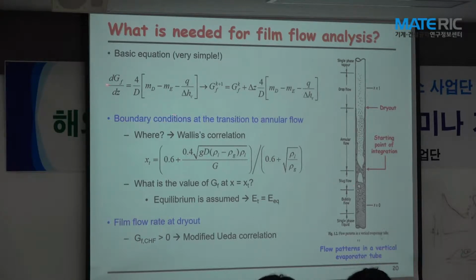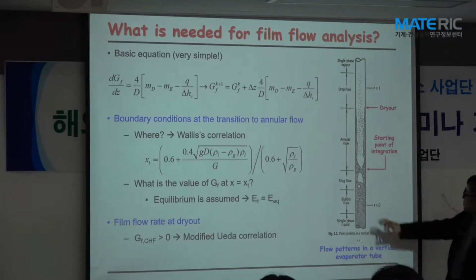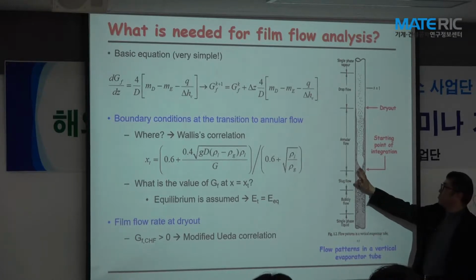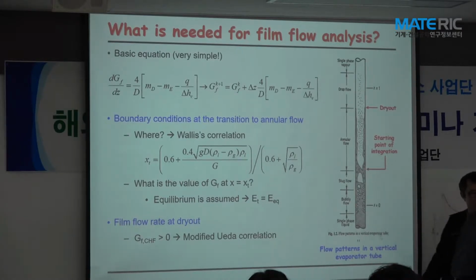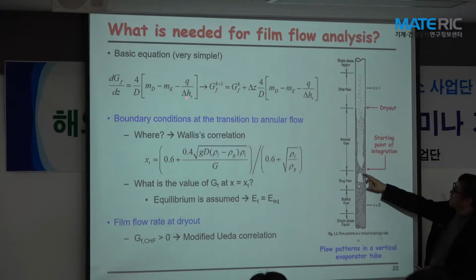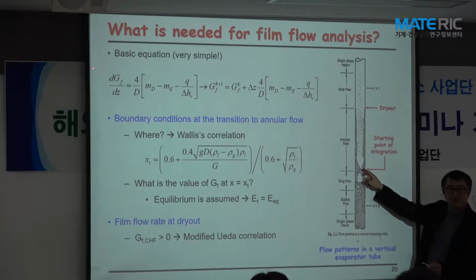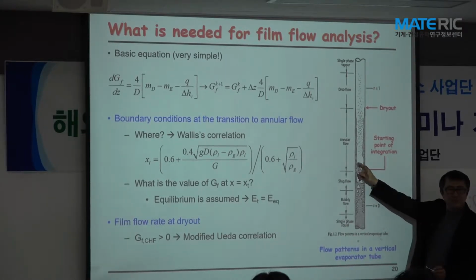First, this integration starts from here. To integrate this equation, the liquid film flow rate is calculated. But this is an integration procedure. Therefore, here, how much liquid flows as liquid film should be predicted. Also, usually the calculation starts from here, the bottom of the annular flow region, where the flow regime changes from slug flow to annular flow. This should be predicted.